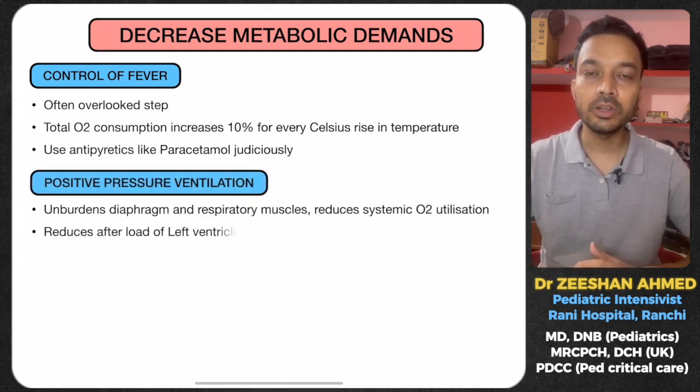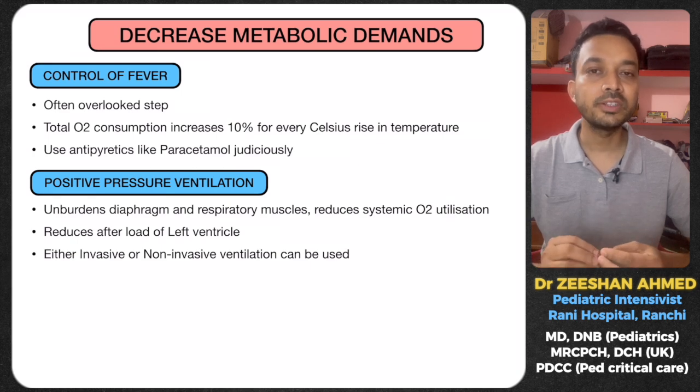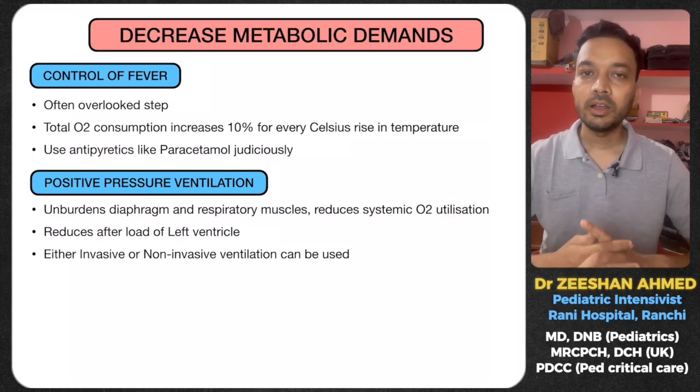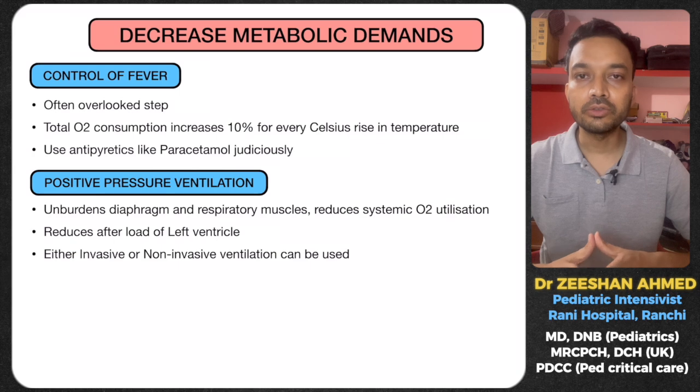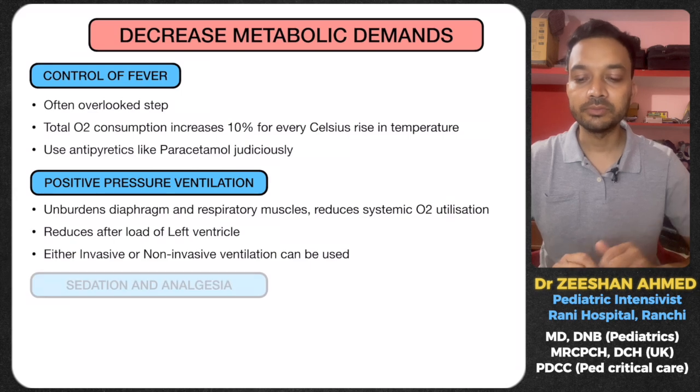Another very useful adjunct is positive pressure ventilation. What it does is it unburdens the diaphragm and the respiratory muscles, so they don't have to work anymore. So it reduces the total oxygen utilization by the body. In addition to that, it also reduces the afterload of the left ventricle, so it improves the symptoms of heart failure. By PPV or positive pressure ventilation, I mean either invasive or non-invasive ventilation. Both can help in case of heart failure.